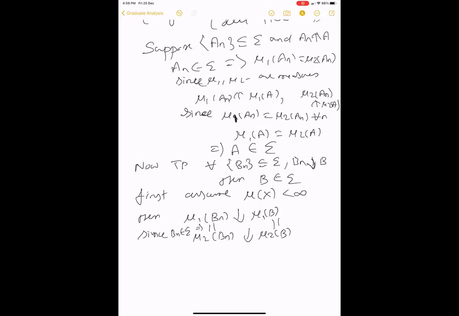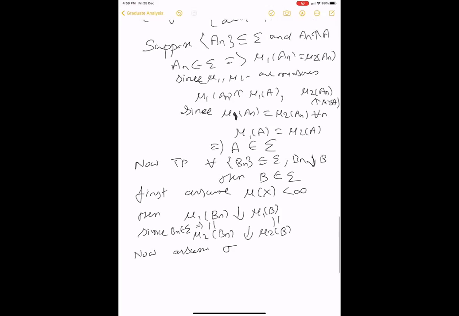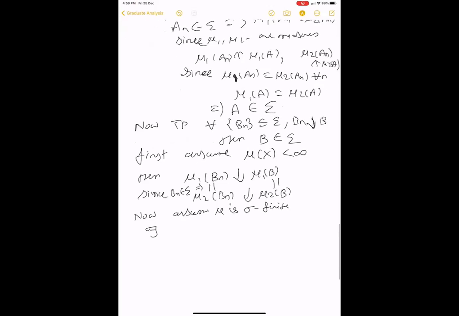So now assume sigma finite. What does it mean for mu to be sigma finite? There exist An in A, I mean sigma finite from A, such that mu of An is finite and the union of An, n equal to 1 to infinity, equals x. So mu of x may not be finite, but there exists a countable collection whose union is x, and each of them has finite measure.